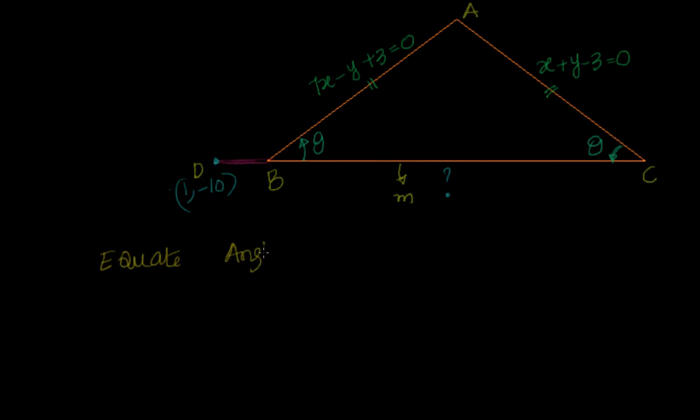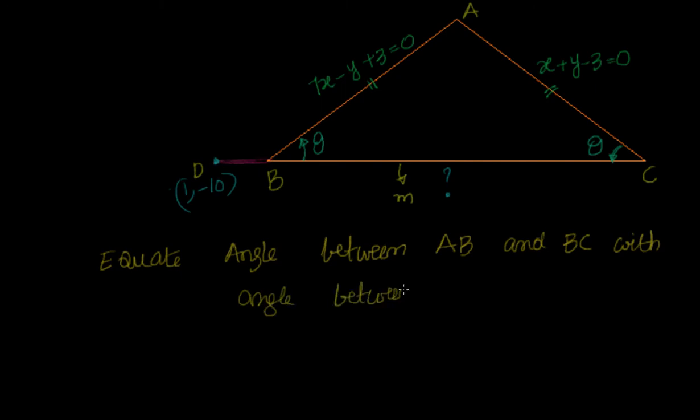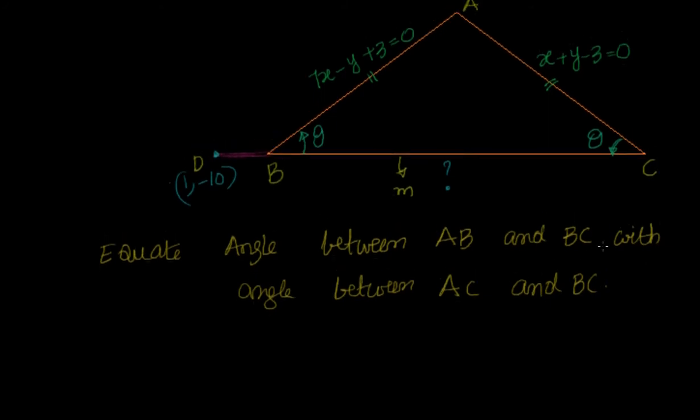What we are trying to do next is equate the angle between AB and BC with the angle between AC and BC. If you are able to do that, then we are pretty much good to go.